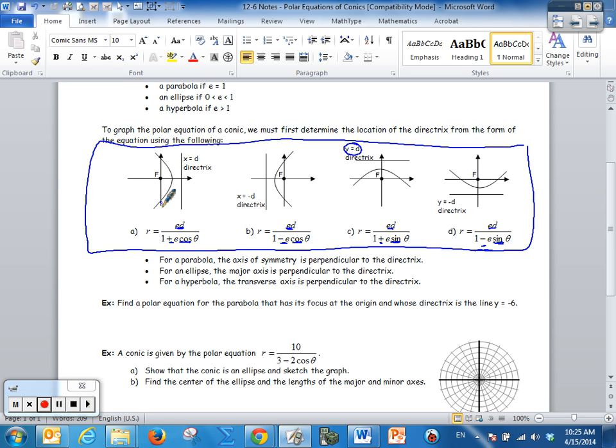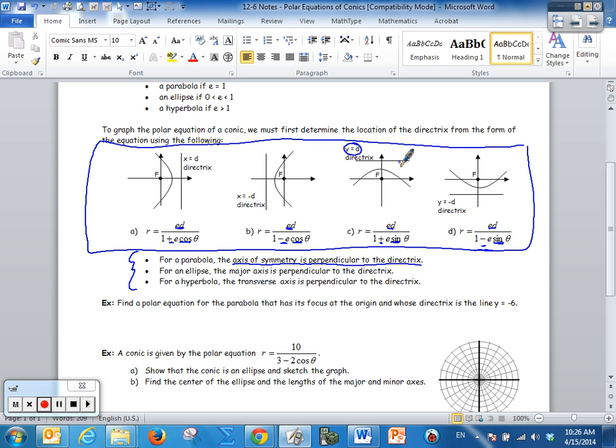Alright, these are some guidelines right here. For a parabola, the axis of symmetry is perpendicular to the directrix. That makes pretty much sense. That's how it is normally, isn't it? So if say this is a parabola, its axis of symmetry would be this way, and it's perpendicular to the directrix.